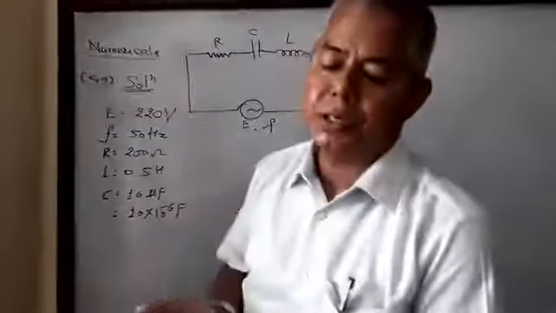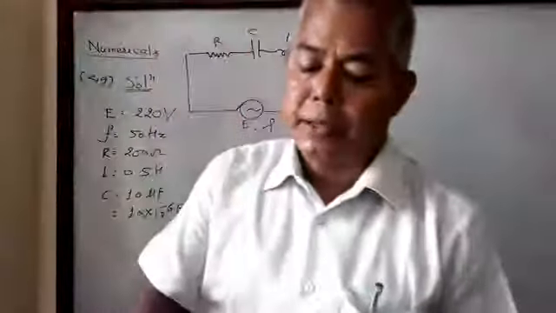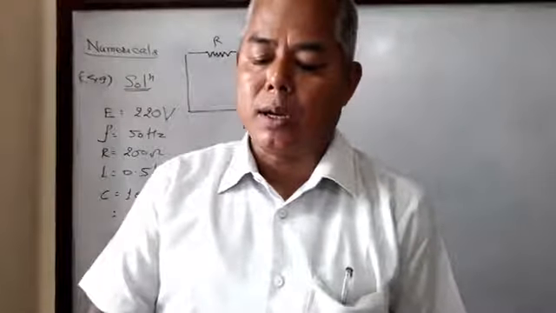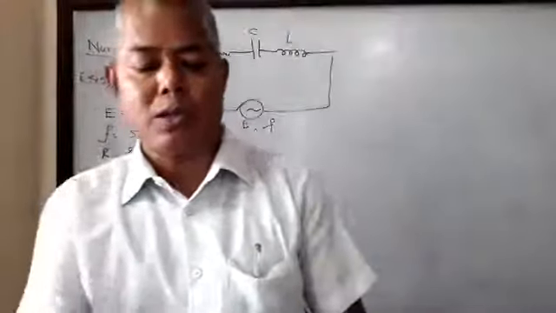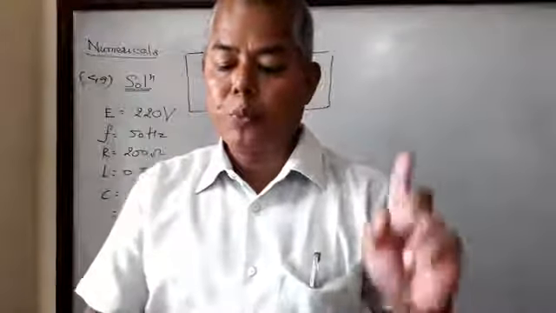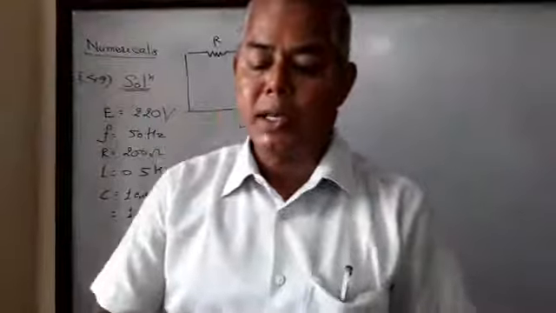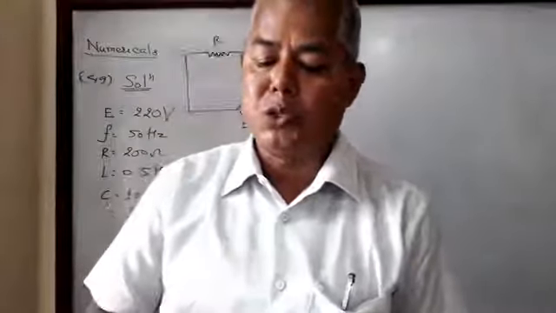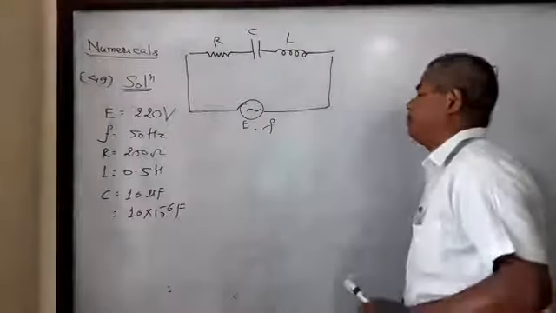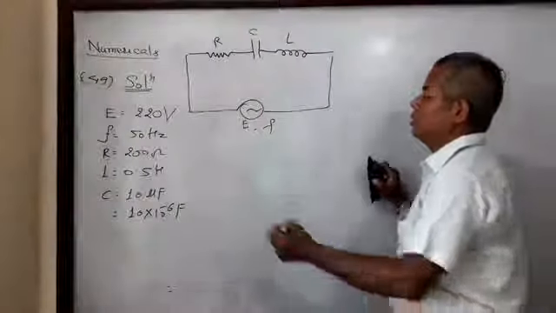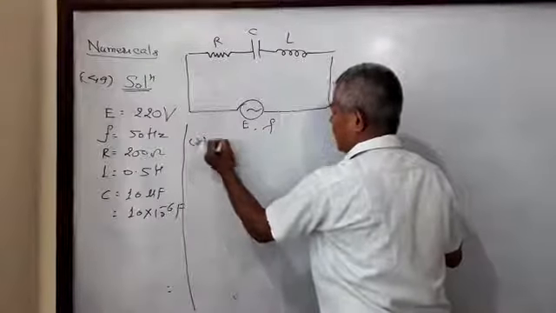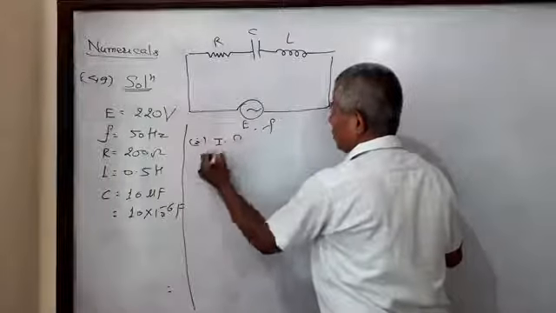Now, what is being asked? Calculate first the current in the circuit, means we have to find the current I. Second, the phase angle, and third, the power consumed in the circuit. Three parts are asked. First part, current I is equal to what?